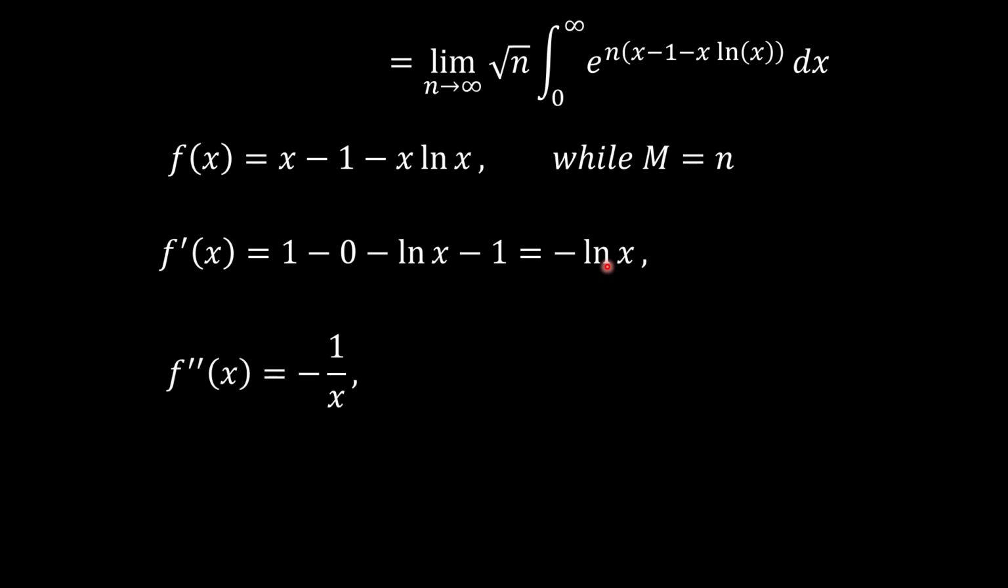And the second derivative, f double prime of x, is equal to negative 1 over x, which means that f double prime of 1 is equal to negative 1. So this is important for us.